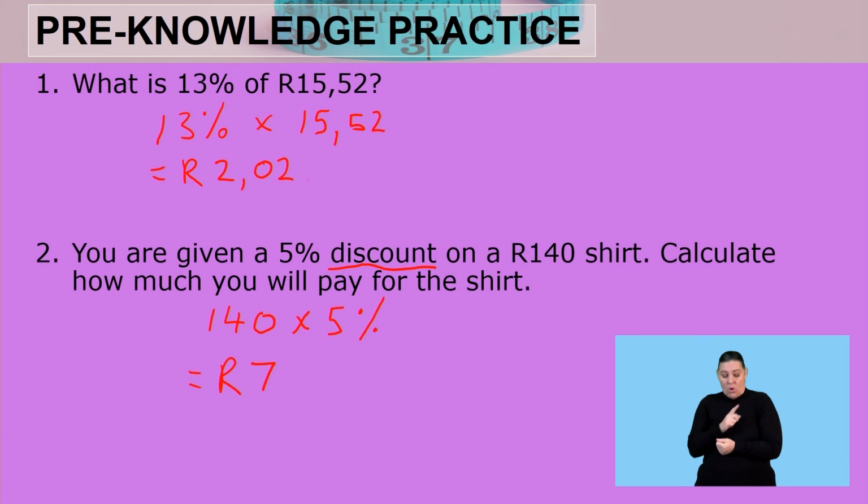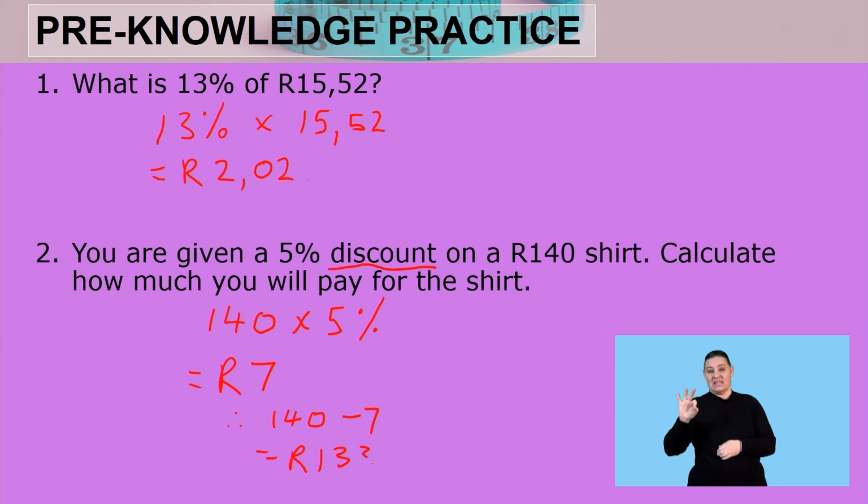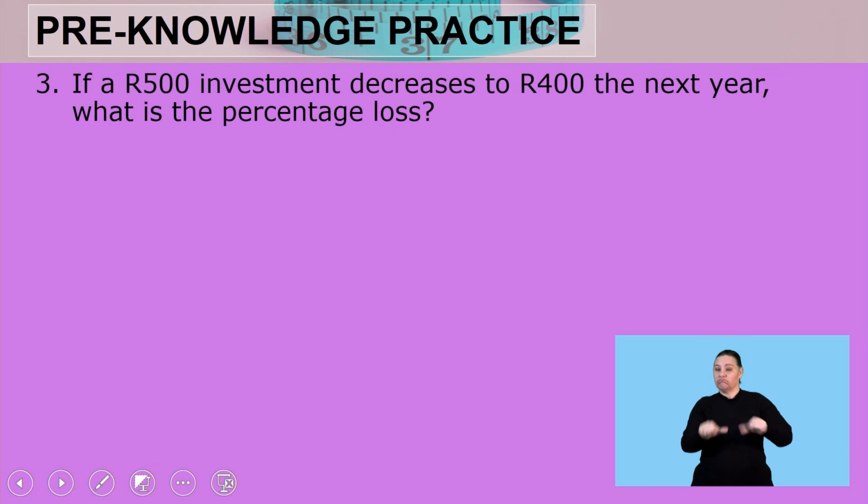Remember the discount is 7 Rand. So we actually need to say 140 Rand minus the 7 Rand discount. That should give us 133 Rand. That's how much we actually pay for the shirt. Let's look at another one.